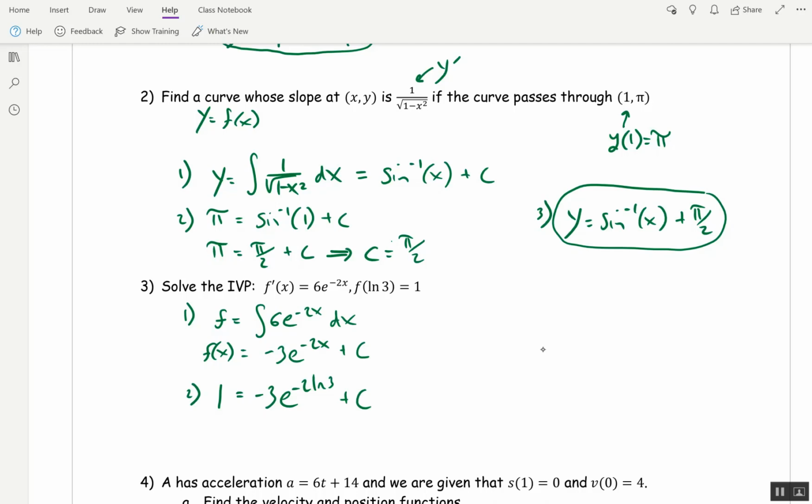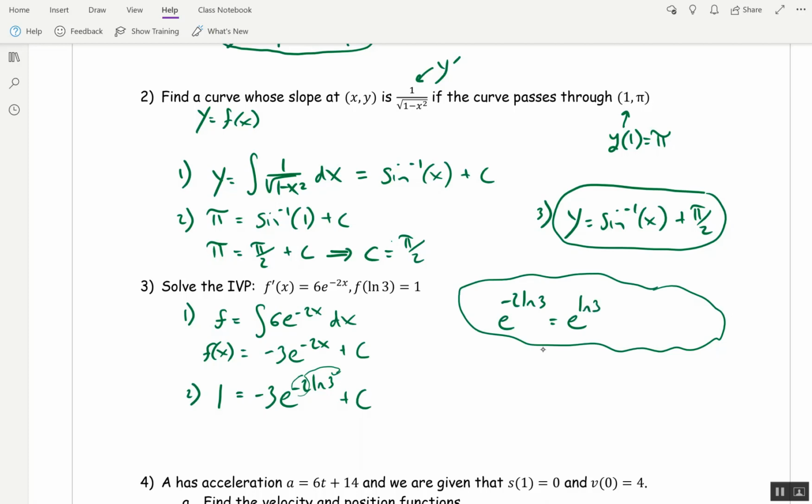Now, e and natural log are inverses. However, before you can cancel the e and the ln, that negative 2 needs to go away. And the way it goes away is it comes up as an exponent. So let me do that over here in my scrap work. E to the negative 2 ln 3 is e to the ln of 3 to the negative 2. 3 to the negative 2 is a ninth, okay?